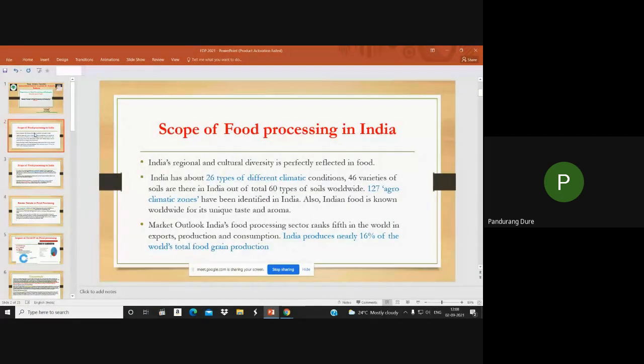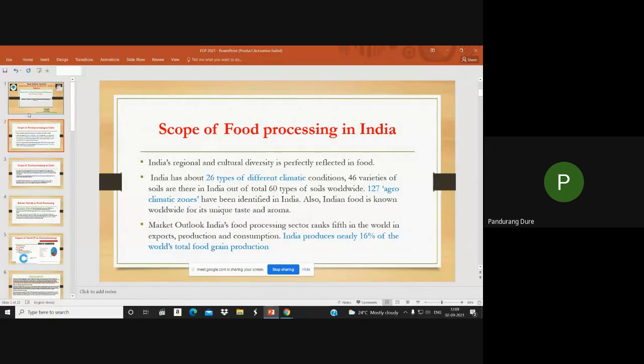Before proceeding to recent trends, we should know the scope of food processing in India. All these departments are related to life science, so you know the scope and diversity of India very well. India has regional and cultural diversity. India has about 26 types of climatic conditions and nearly 46 varieties of soil. All over the world there are 60 types of soil, and out of that, 46 types are present in India. And India is divided into 127 agroclimatic zones.